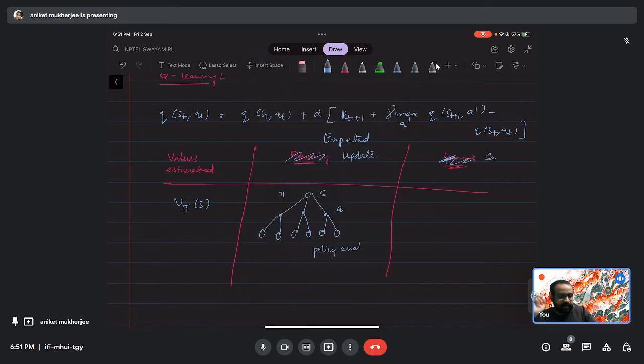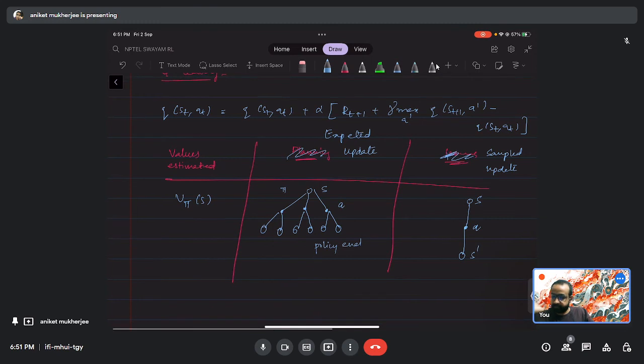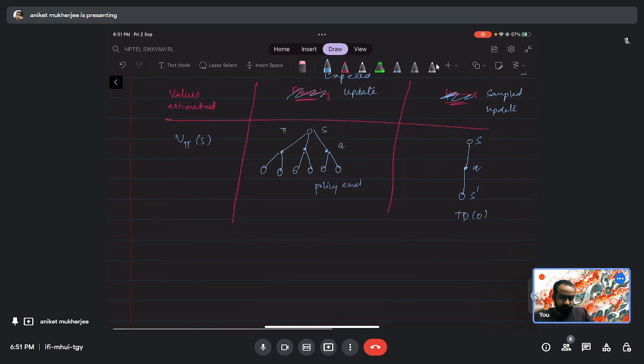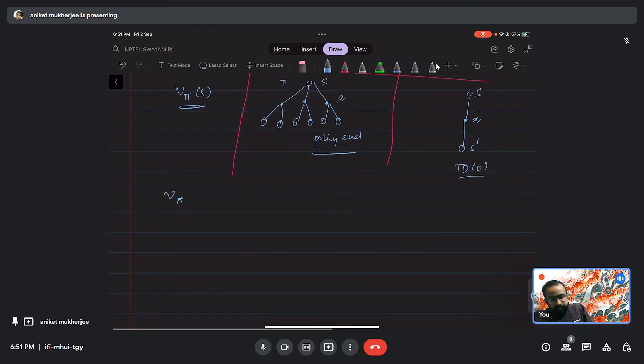So this may be known as sampled updates. For sample updates you have S, you have A, then you have S prime. Just one, you're updating. This is TD0. In TD0 you are updating V of S. Okay, so next is V star of S. So yeah, this is policy evaluation.